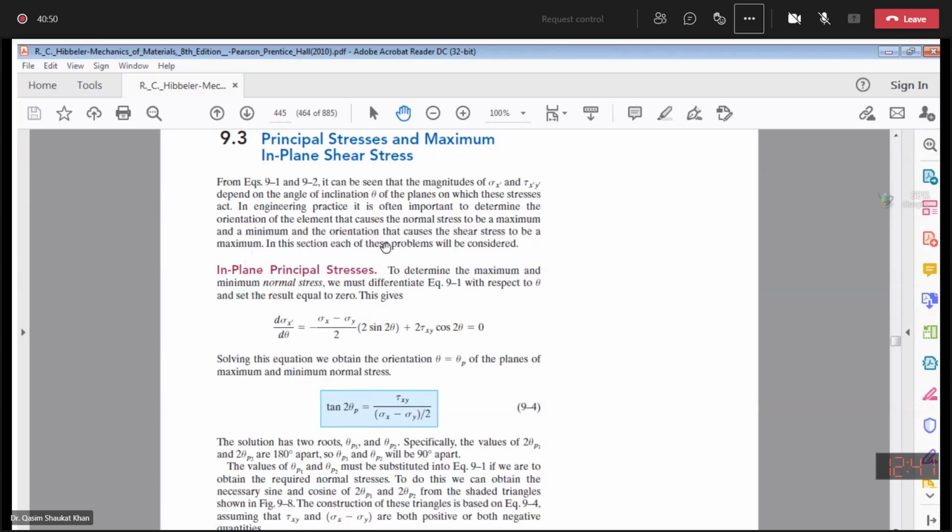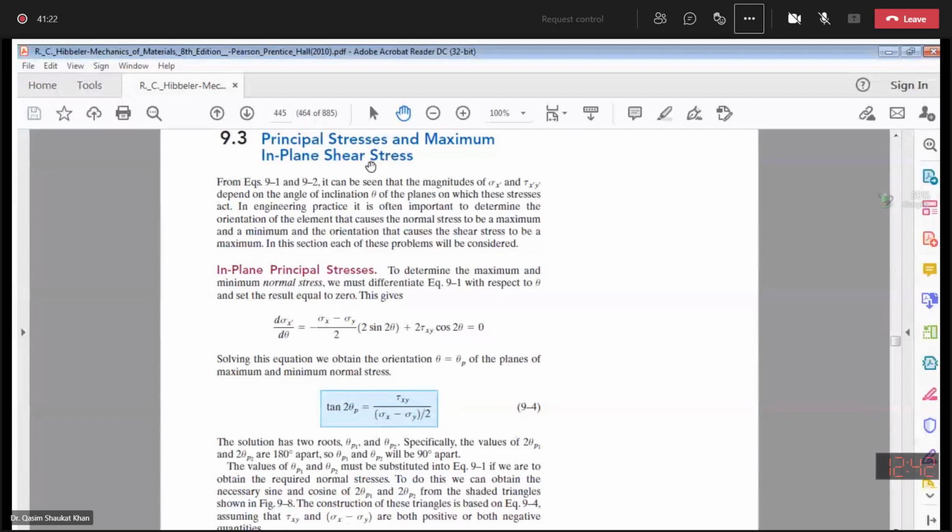Okay? And then we also want to calculate the value of theta that will give me the maximum value of the shear stress, because in our analysis we are basically interested in the maximum or the optimum values of the stresses against which we can design the element. Okay, so in-plane principal stresses, these are basically two things: principal stresses and maximum in-plane shear stresses.